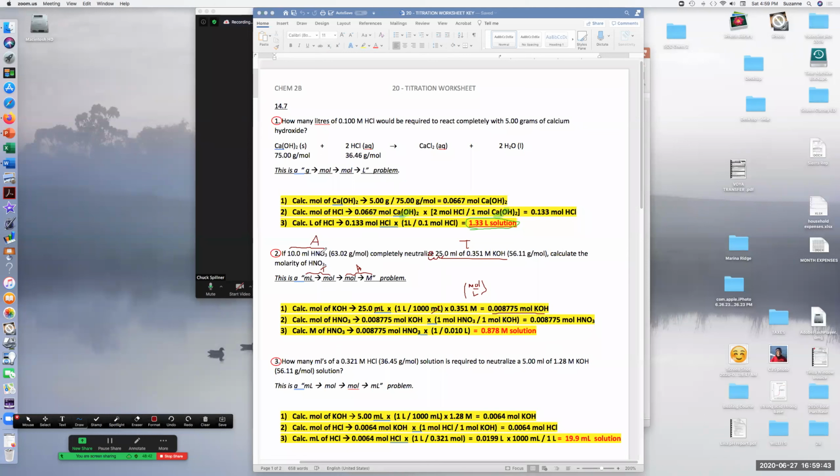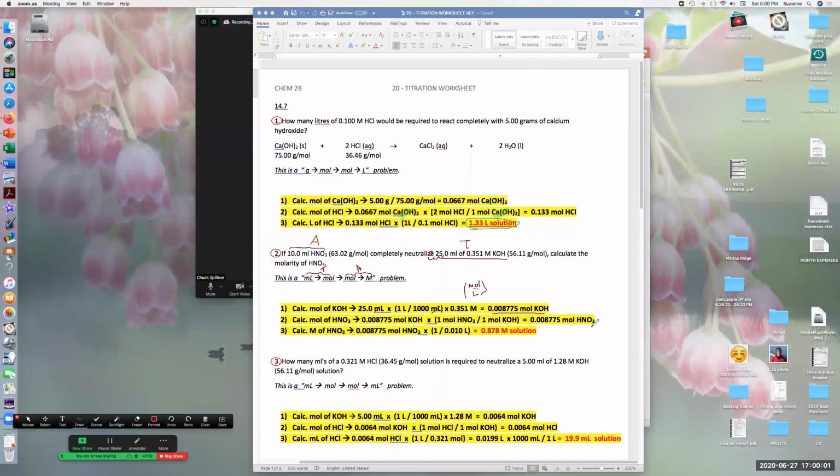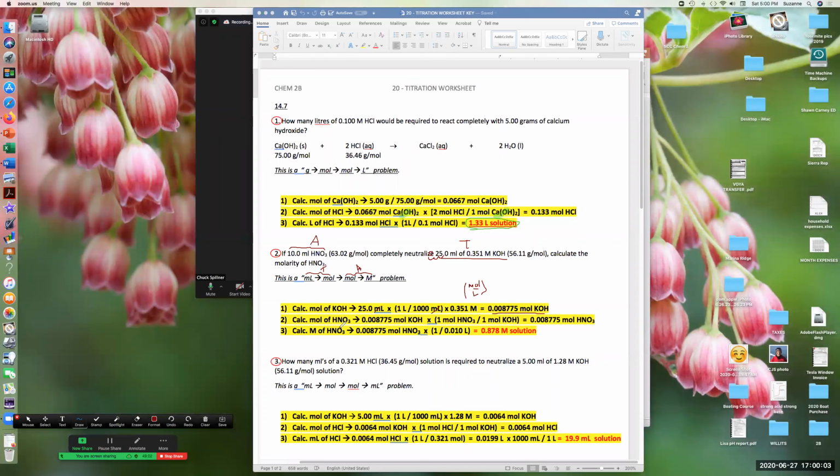And in our reaction, this is a monoprotic acid, it has 1 hydroxide ion. So it's a 1-to-1 mole ratio. I didn't write the reaction here. I should have written the reaction, but it's a 1-to-1 mole ratio. And so the moles of nitric acid is also 0.008775 moles. Then we're going to calculate the molarity.